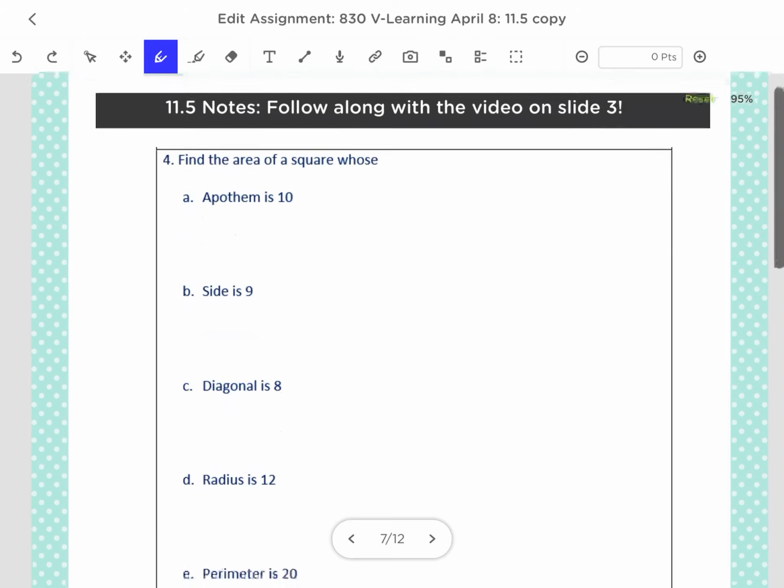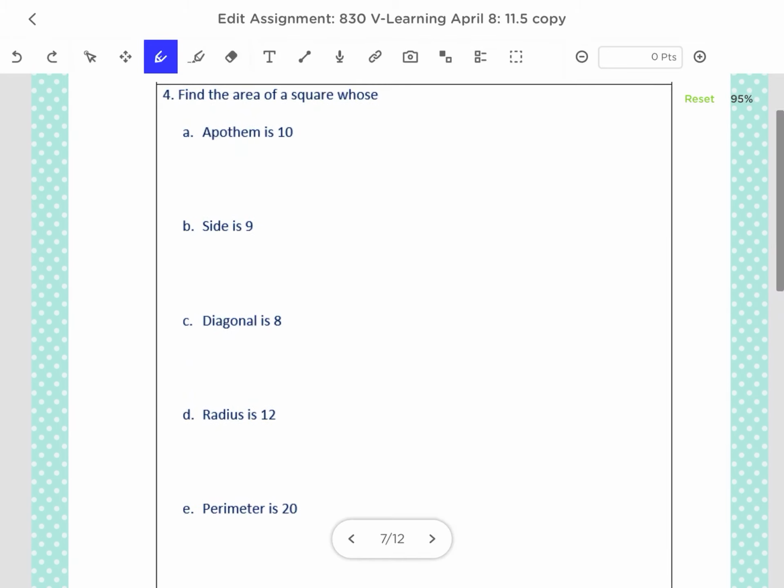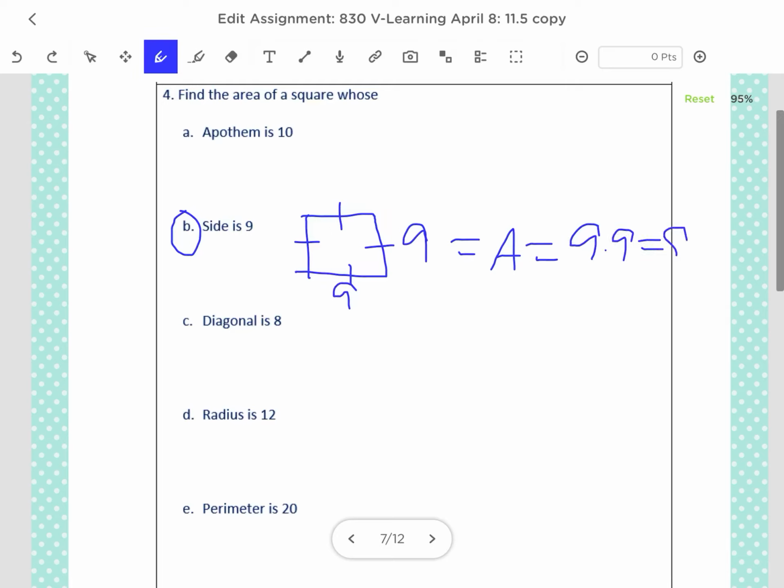So the final page that we're going to go through here has to deal with finding the area of a square given some different information. Okay, so there are 5 different parts to this one. So we're going to end up drawing a square for all of these. I'm going to jump around here based on the ones that I see that are simple and then go through the ones that I feel are going to be a little bit more challenging. So I'm going to start with B. Okay, the side is 9. It's a square, side is 9. So area for that, pretty simple. 9 times 9, 81 square units.